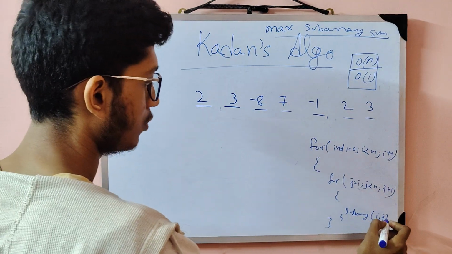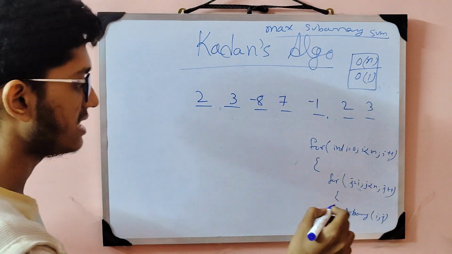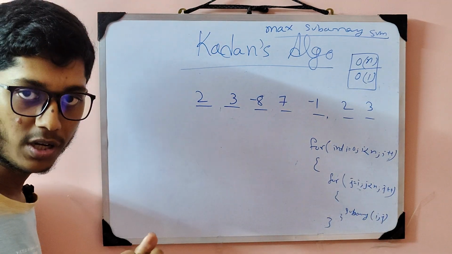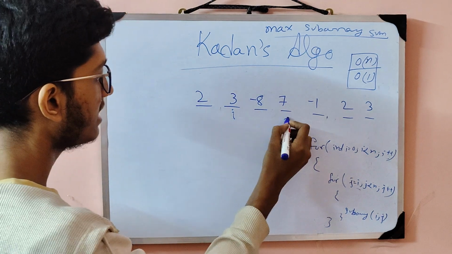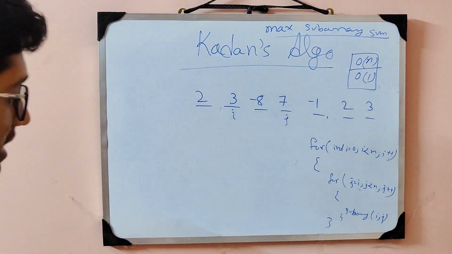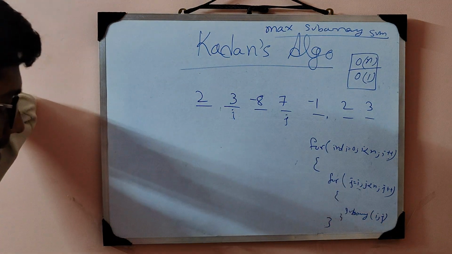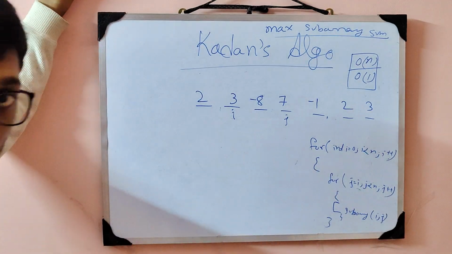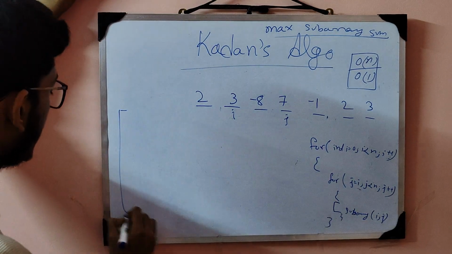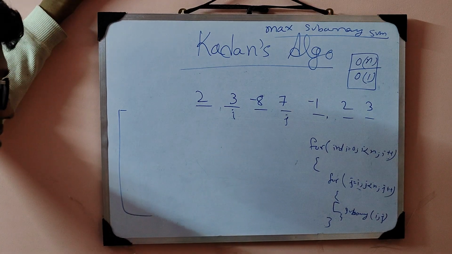This is my subarray, suppose. I and j: I represents the starting point and j represents the ending point of the subarray. Suppose this is I, this is j. And in this, I need to calculate. Suppose here there is no space, so I'm writing it at this place.